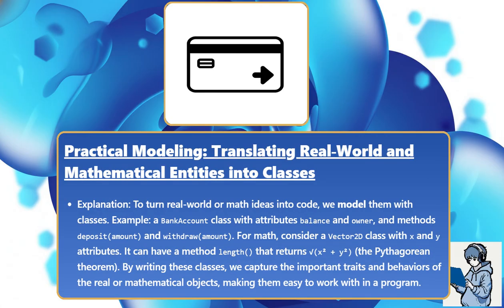Explanation: to turn real-world or math ideas into code, we model them with classes. Example, a bank account class with attributes balance and owner and methods deposit(amount) and withdraw(amount). For math, consider a Vector2D class with x and y attributes. It can have a method length that returns the square root of x squared plus y squared, the Pythagorean theorem. By writing these classes, we capture the important traits and behaviors of the real or mathematical objects, making them easy to work with in a program.